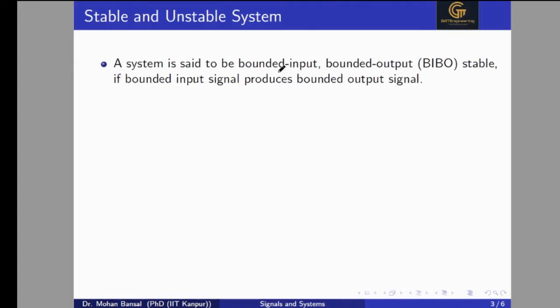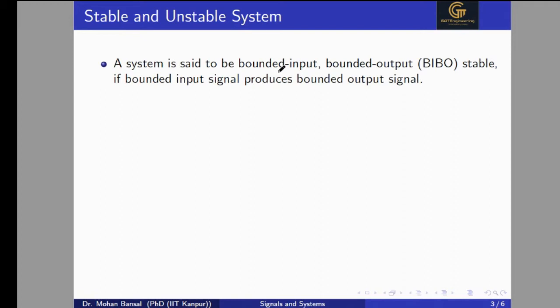A system is said to be stable if the bounded input, bounded output stability criterion is satisfied. It means if the given input signal is bounded and we are getting a bounded output signal on the output side or the receiving side, then we can say that the system is stable. Or in other terms, if a bounded input signal is producing a bounded output signal from the given system, that system is called stable.